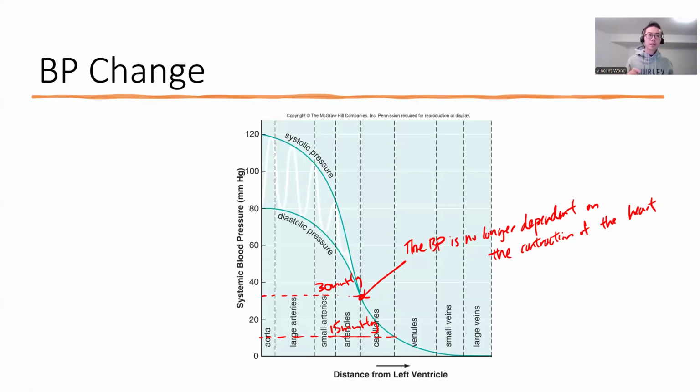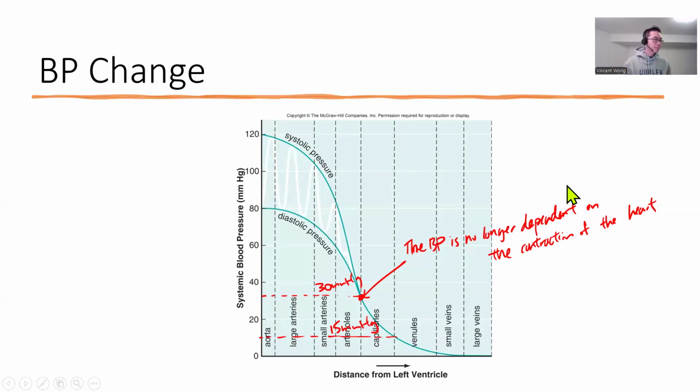Okay? If I ask you on the test, which vessel has the lowest blood pressure, it is going to be the veins, okay? The veins. The further away you are from the heart, from the left ventricle specifically, the lower the blood pressure will be. Okay, so the vena cava, superior and inferior vena cava, that's where you're going to have the lowest blood pressure. Okay?